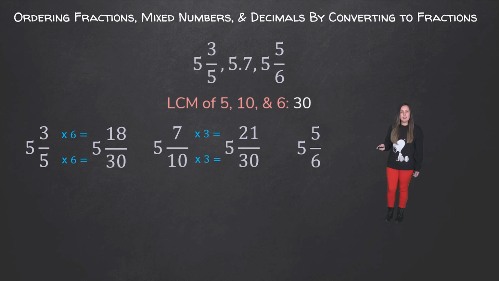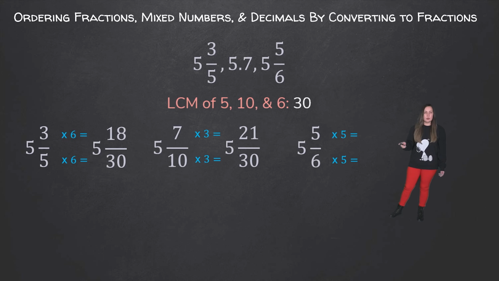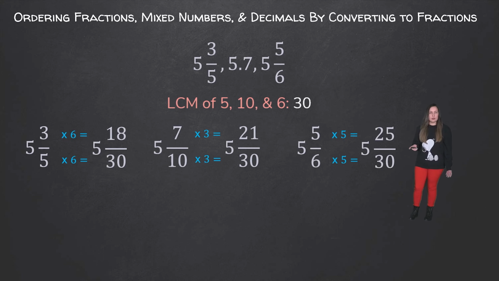And then finally, we have 5 and 5 over 6. And in order to get a denominator of 30, we have to multiply our denominator by 5. Whatever we do to the denominator, we must do to the numerator as well. Now, the whole number stays the same, which is 5, but for our numerator, 5 times 5 is equal to 25, and for our denominator, 6 times 5 is equal to 30.